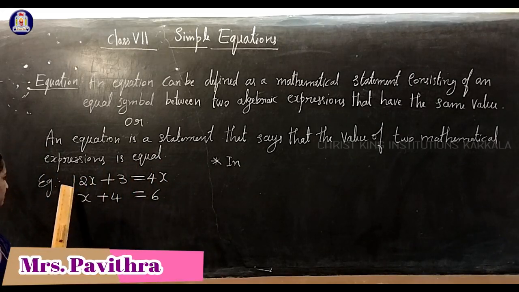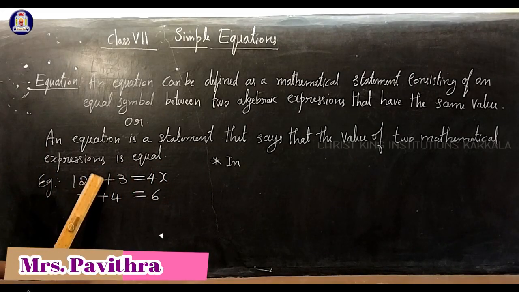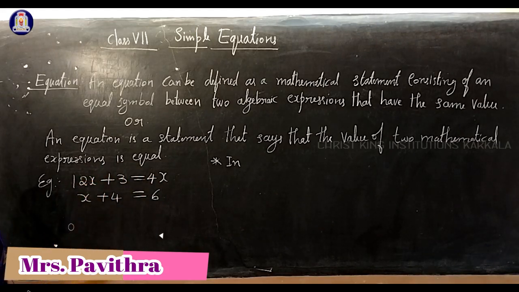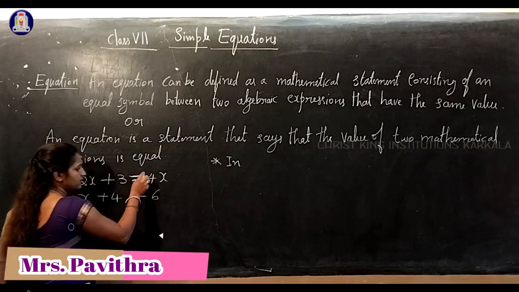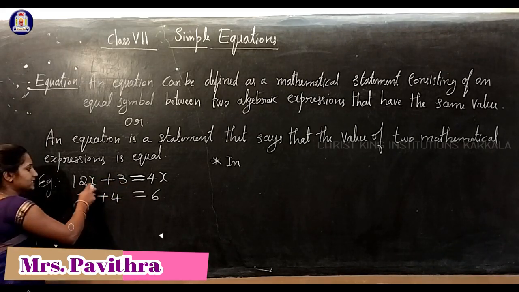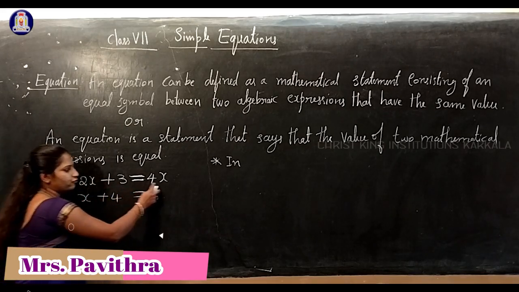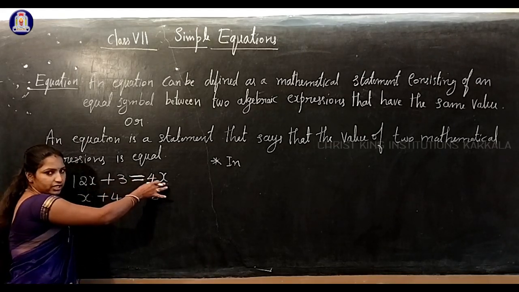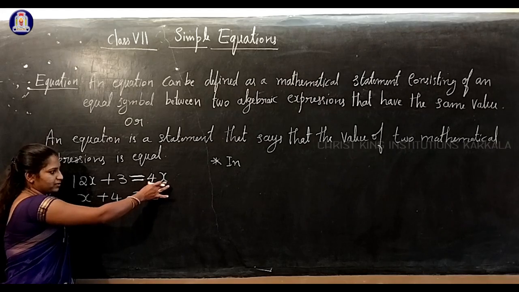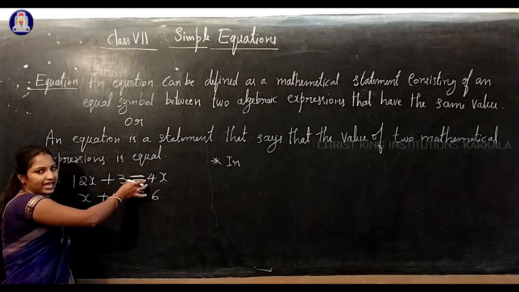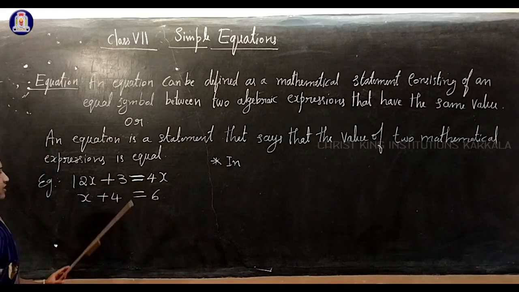For example, 12x plus 3 is equal to 4x. So this is an equation. Why is it called an equation? See, 12x plus 3 is an algebraic expression, and 4x is also an algebraic expression. In between these two algebraic expressions we have written an equal sign. So this is the equation.